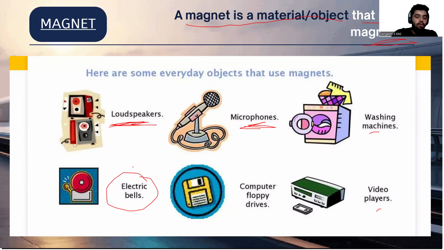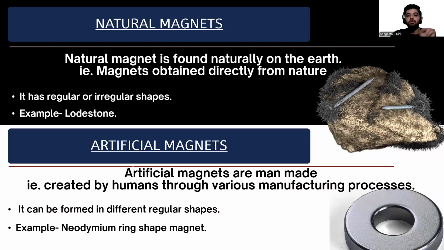Next, there are basically two types of magnets. Where can we find magnets? The first one is from the natural source, which is also known as natural magnets.